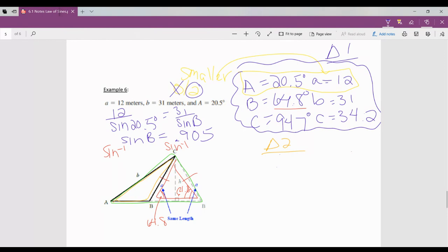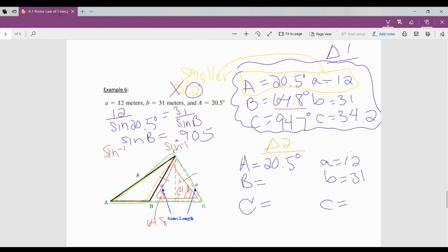Okay? So now let's tackle triangle 2. So the three given stay the same. So my A is still 20.5 degrees. My little a is still 12. My little b is still 31. Those all stay the same. The three things that change are the three unknowns. So B for triangle 2, C for triangle 2, and little c for triangle 2. Sometimes they do a little prime notation to say that's the second triangle, but right now I'm going to just do a chart and have them in two separate triangle locations.